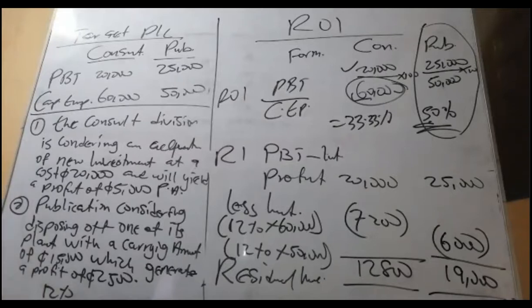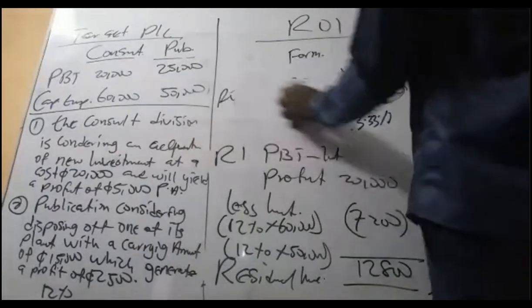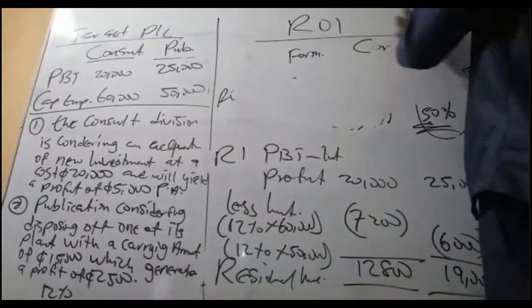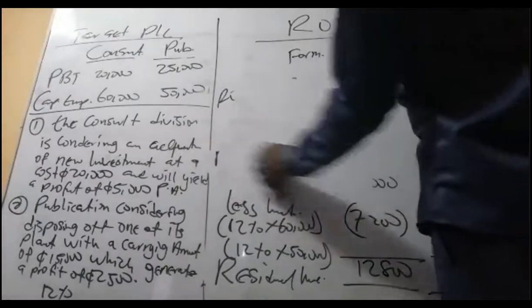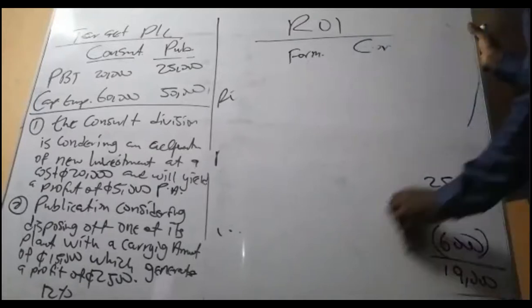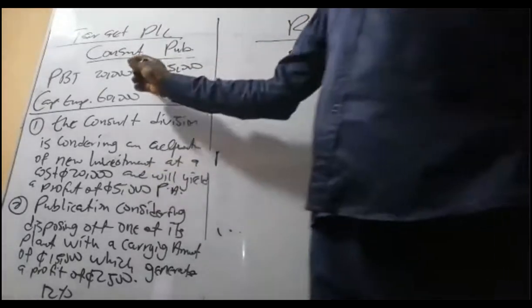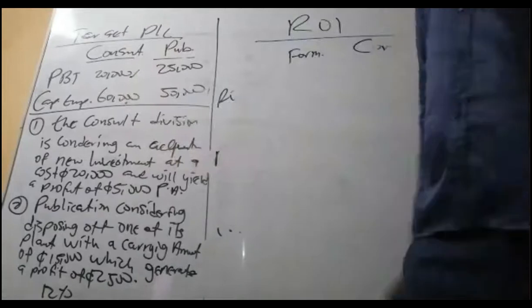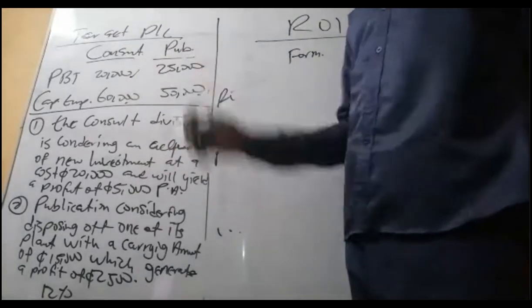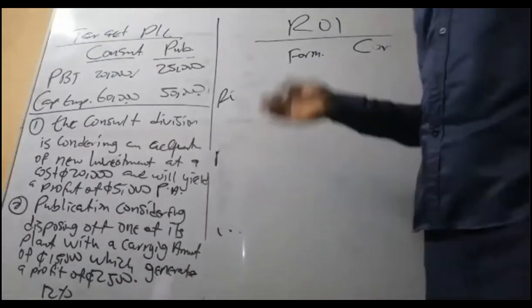So here, let's see how best we can do this. It's basically the same as the old one. Before, we had 33.3%, so we are going to calculate the after. What we did first was the before: take the profit divided by the capital employed, you are done. The same thing applies to the residual income, and that's what we calculated.